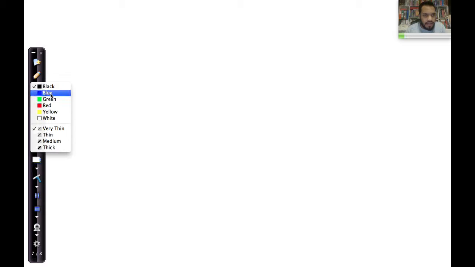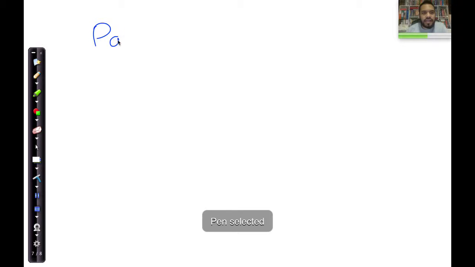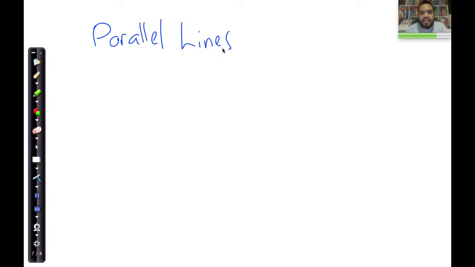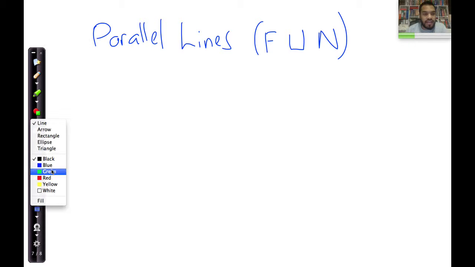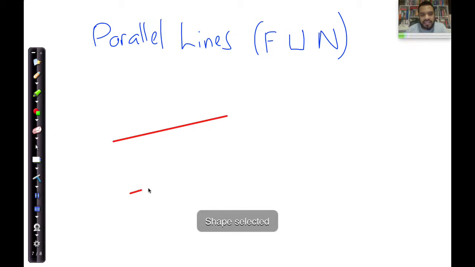Okay, let me get started. Let's start with parallel lines, right? Now parallel lines are very important because they are a condition for using F, N and Z angles. When do those angles come into play? It happens when I've got two parallel lines as such, and then I've got a line that cuts them.